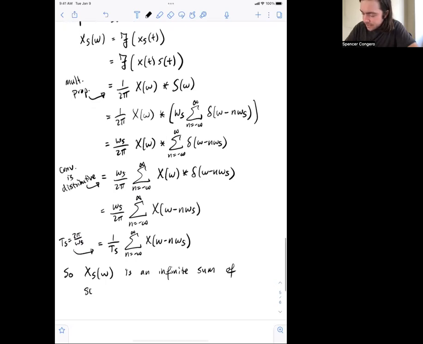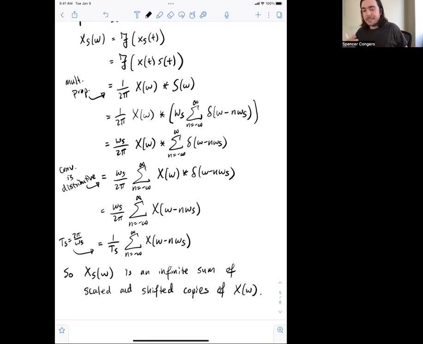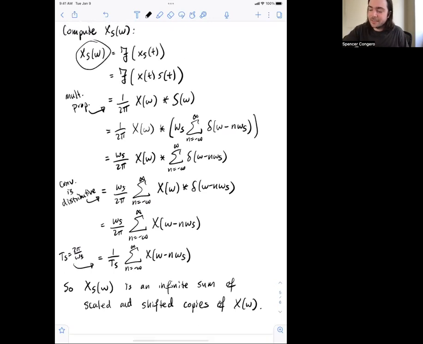of scaled and shifted copies of x of omega. So this is the huge takeaway that you're going to learn again in 101, but this is kind of the main point of what happens in the frequency domain when you sample. It turns out that the Fourier transform of your sampled signal is actually an infinite sum of a bunch of shifted and scaled copies of your original Fourier transform x of omega.